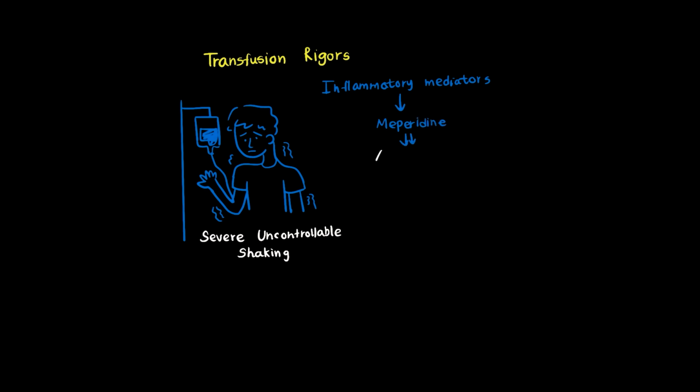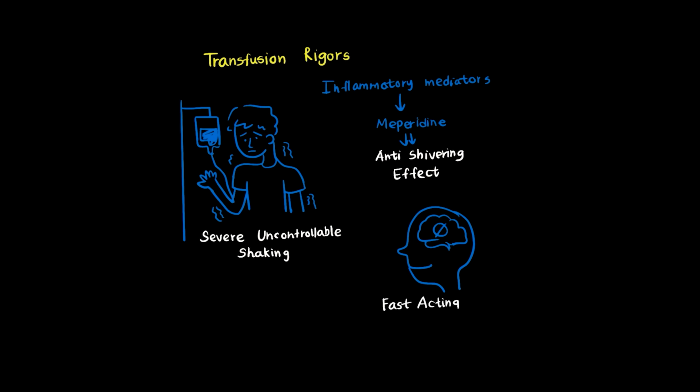Meperidine has a unique property beyond pain relief. It's a potent anti-shivering agent. It works centrally to suppress the shivering response through NMDA receptor antagonism and monoamine reuptake inhibition. This anti-shivering effect occurs at doses much lower than needed for analgesia. Meperidine acts faster than other interventions for rigors.